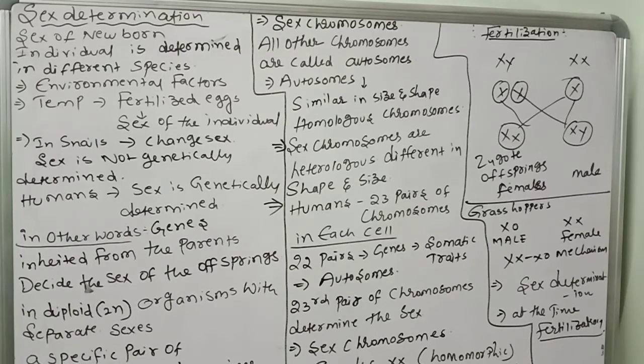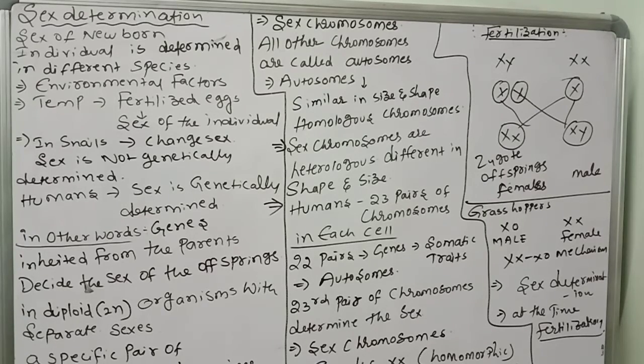The females have XX, homomorphic. The males have XY, heteromorphic. What is the meaning of homomorphic and heteromorphic? That is important. Homomorphic means same shape, same structure, same function. That's the reason the XX females are called homomorphic. Homo means similar, morphic means morphologically. So morphologically similar chromosomes are called homomorphic.